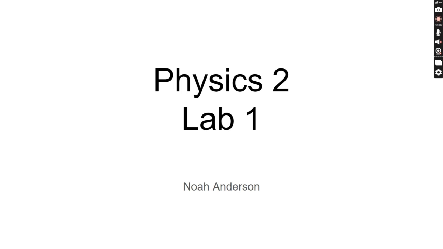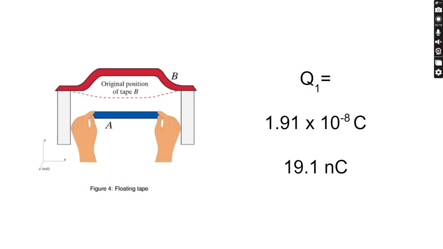My name is Noah, and this is my Physics 2 Lab 1, in which I determined the charge of two similarly charged pieces of tape using Coulomb's law and Newton's first law. I was able to calculate that the charge on the pieces of tape is equal to 1.91 times 10 to the negative 8 coulombs, or 19.1 nanocoulombs, and we'll get into exactly how I calculated that.